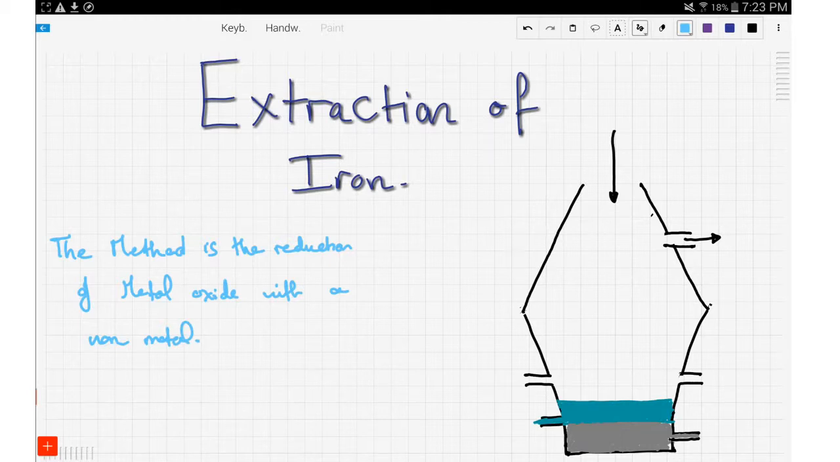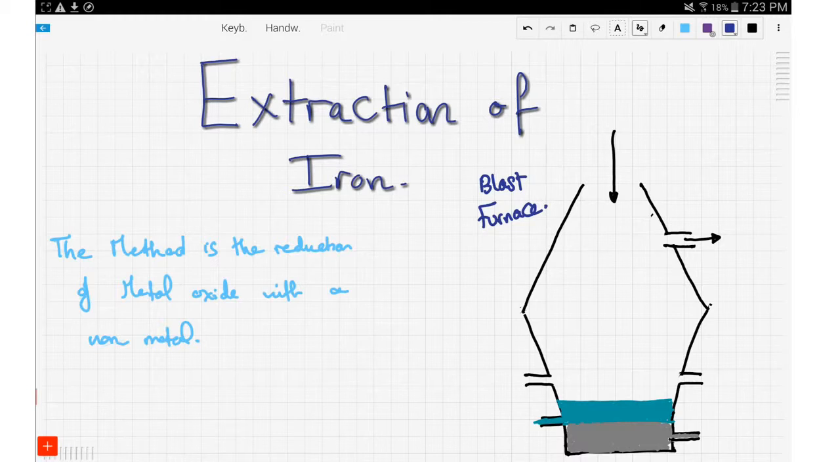So let's take iron as an example, and you guys have to know this for the exam. The examiner will ask you about this process, so pay attention very carefully. Now, the process of extraction of iron is usually done in a blast furnace. So that's a blast furnace.